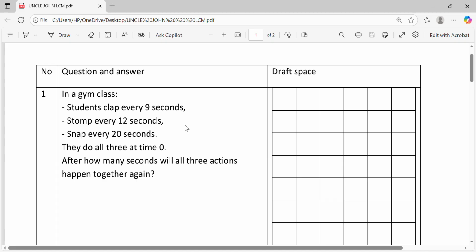I've come again to discuss this exercise. We're going to answer it together. We're going to see new methods of how to calculate the lowest common multiple. This exercise is about calculating the lowest common multiple or the least common multiple. Most people shorten it and say LCM.